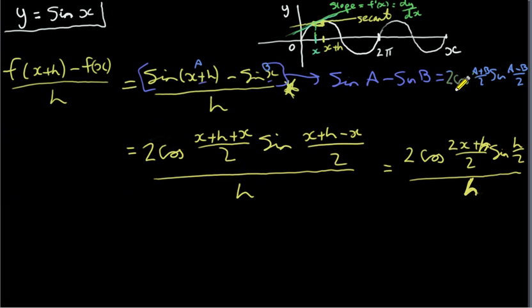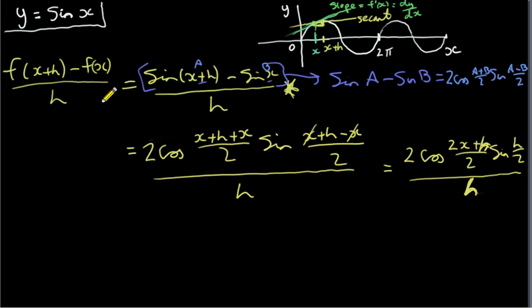So we have 2 times cos A plus B over 2. So we have 2 times cos x plus h plus x over 2. And we have to multiply by sine of A minus B over 2. So sine of x plus h minus x over 2. So we have x plus x is 2x plus h over 2 here for the argument of the cos function. And the argument of the sine function is going to be just h over 2.